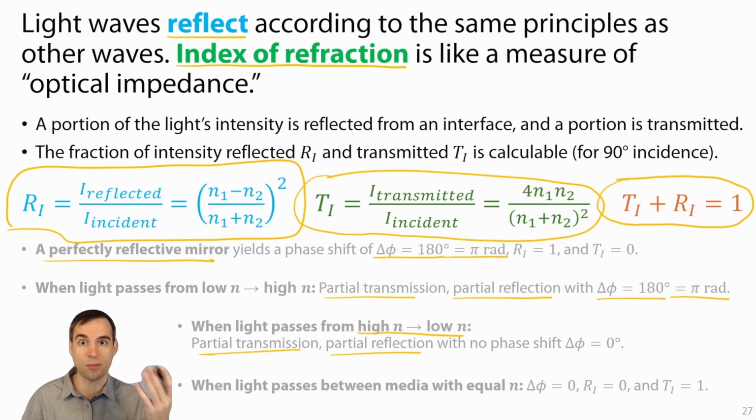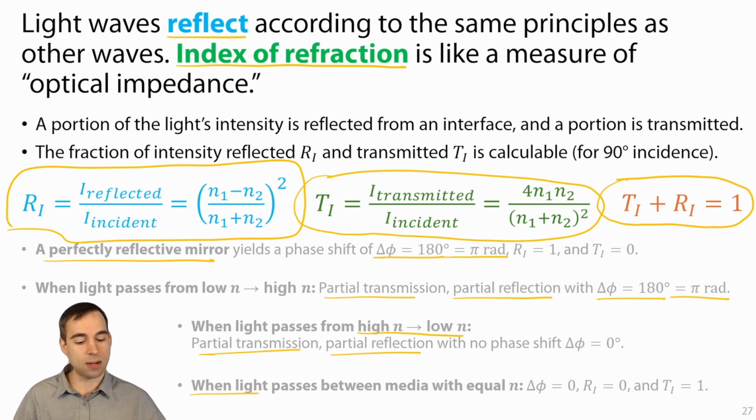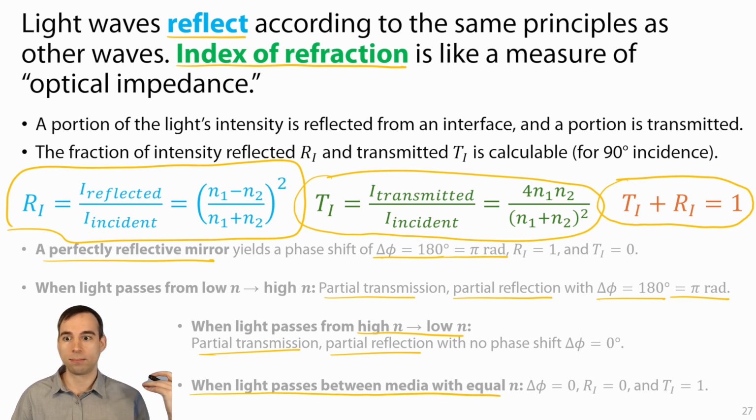This is like a light wave reflecting off of a free point or a lower impedance type of boundary. And finally, if light passes between media with equal n, that's essentially like traveling a light wave directly into the same medium that it's already traveling in. And so there would be no phase shift and no reflection, and all of that light would be transmitted into the new medium with the same n as the original medium.